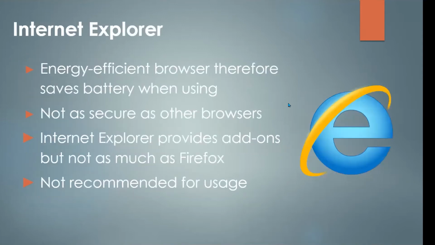Internet Explorer. Internet Explorer is an energy efficient browser, therefore saves the battery when you're using it. However, it's not as secure as other browsers. Internet Explorer provides add-ons, but not as many as Firefox, and it's not recommended for usage. So although it's more energy efficient and saves more battery, it also does have its downsides. For example, it's not recommended for usage. It's not as customizable, and it's not as secure as other browsers.